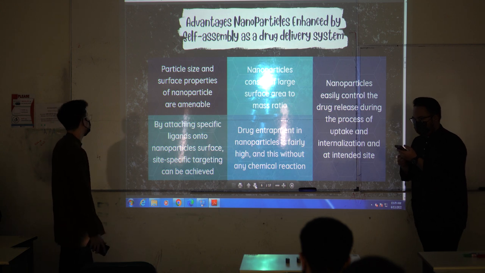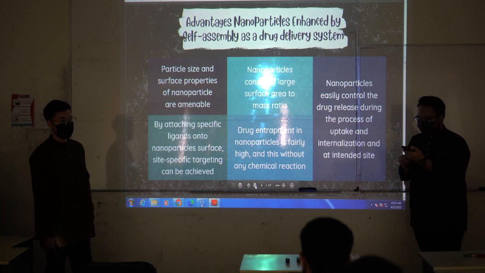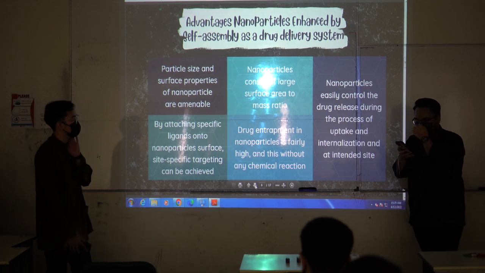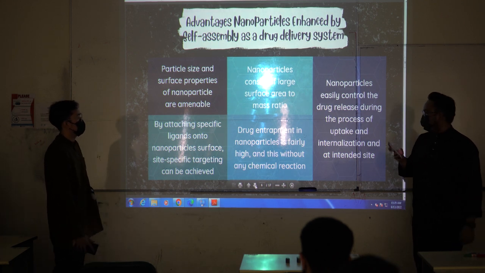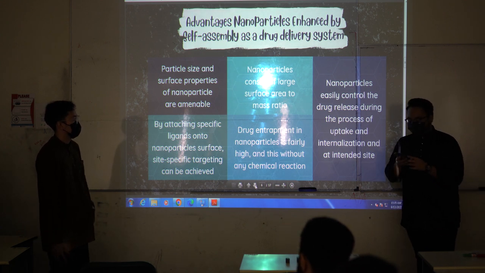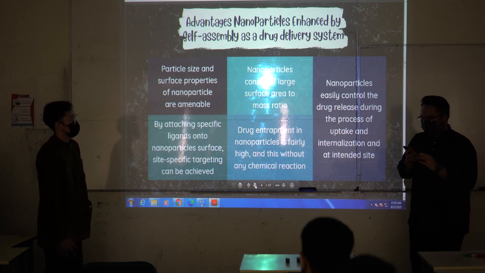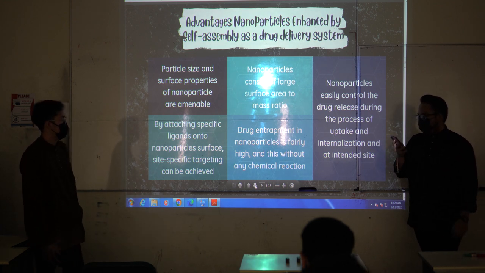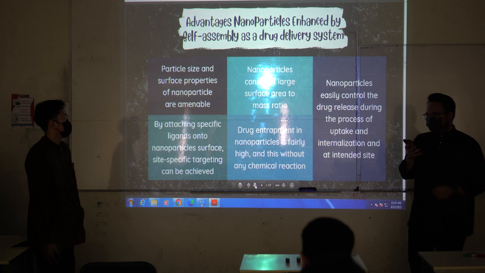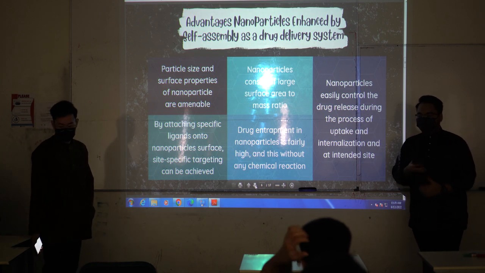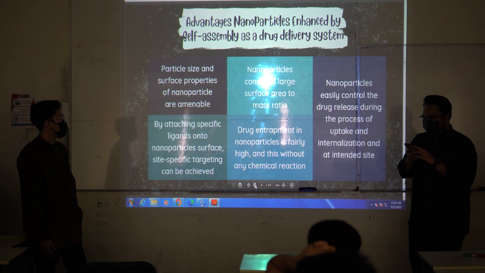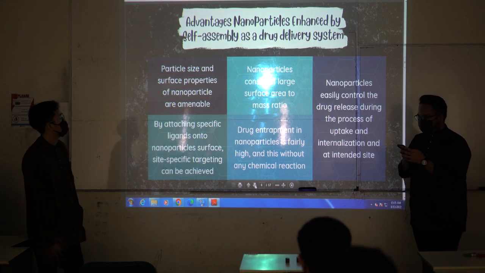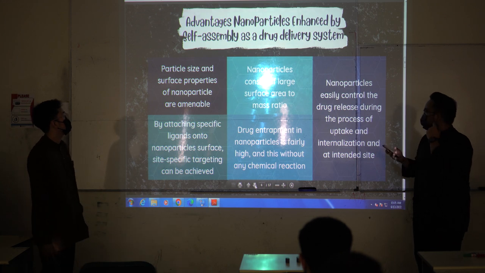The third one is that nanoparticles easily control the drug release during the process of uptake and internalization at the intended site. So this will help in reducing side effects such as the toxicity of the drugs. Furthermore, drug entrapment in nanoparticles is fairly high, and this is without any chemical reaction. Instead, drugs are preserved through physical interaction, which aids in the preservation of the drug activity. The last one is that by attaching specific ligands onto the nanoparticle surface, site-specific targeting can be achieved.